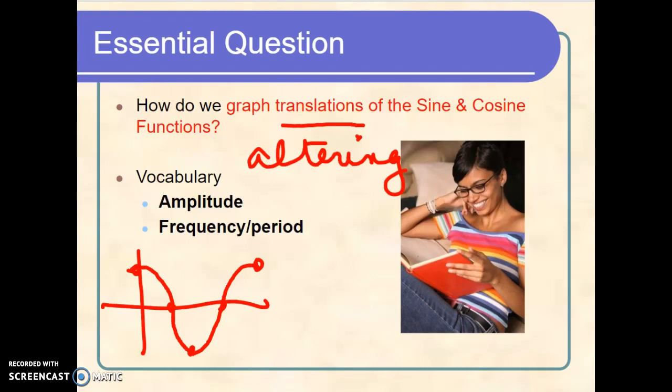But what would happen if we translated or changed or altered those graphs? And we're going to be looking at two in particular today. We're going to look at amplitude, and we're going to be talking about frequency and period.